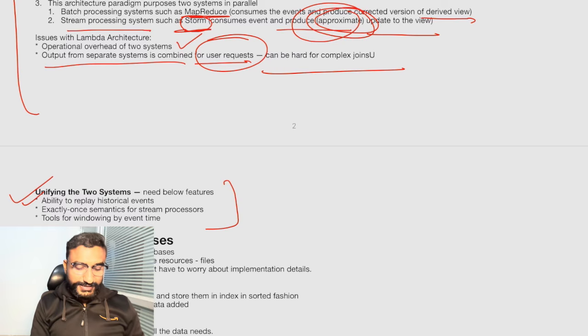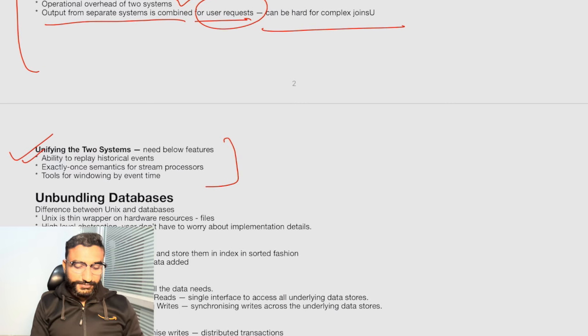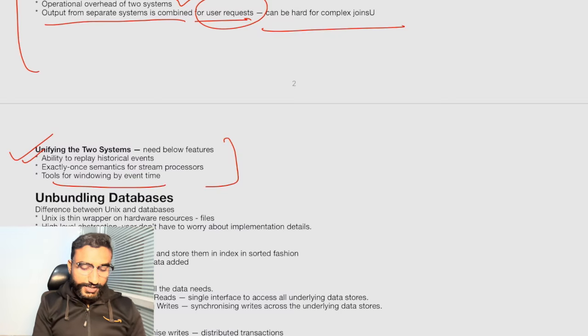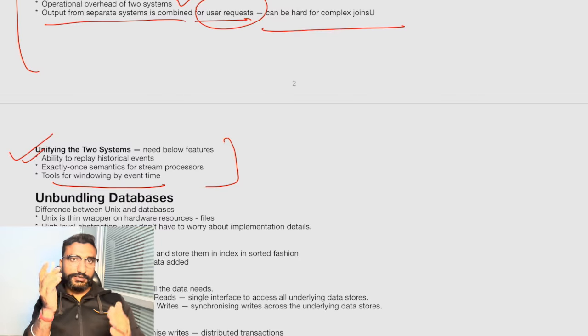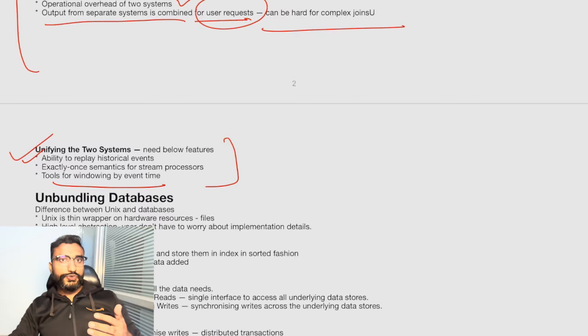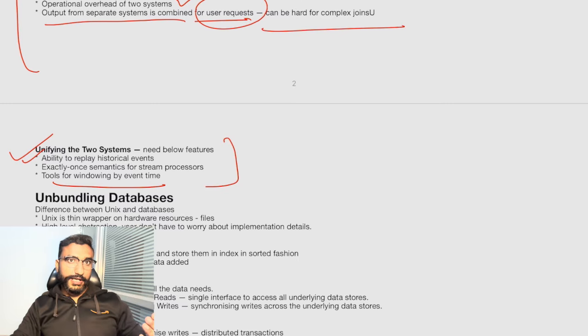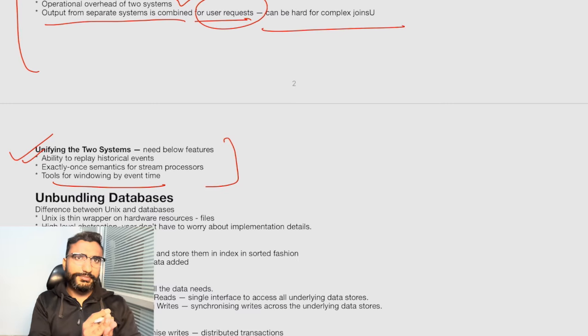First is it has ability to replay historical events. The second is exactly once semantics for stream processors, and then tools for windowing for event processing. So the idea here is basically, if I want to get events from yesterday, I should be able to get it. Even if I want to specify, let's say, a time frame, like yesterday's events in that 1 hour time frame, there's some kind of windowing approach.